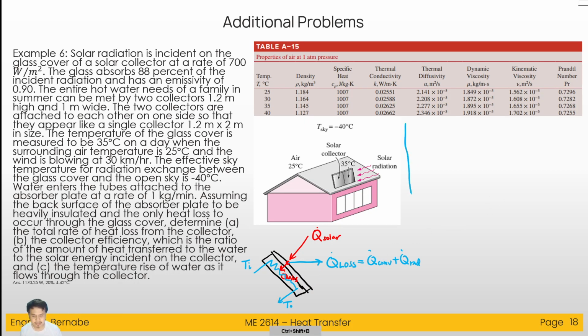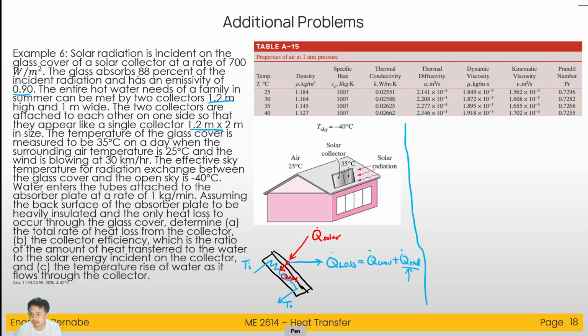Okay, so let's begin with finding this. For Q convective and Q radiative, Q radiative is basically much simpler. I hope you can still remember this. It is much simpler since everything is given here. What we will use here is only the emissivity, 0.90, for this Q radiative, and the area, and the temperature difference of the sky and the collector.